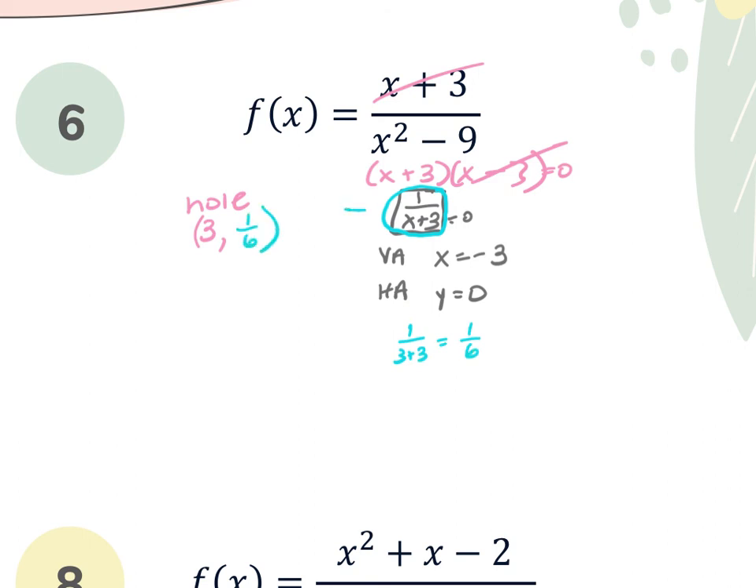You have to plug it in after, otherwise it's always going to cancel out and give you the 0. So you got to plug it back in after you've simplified it to get the hole. Vertical asymptote, horizontal asymptote, and hole.